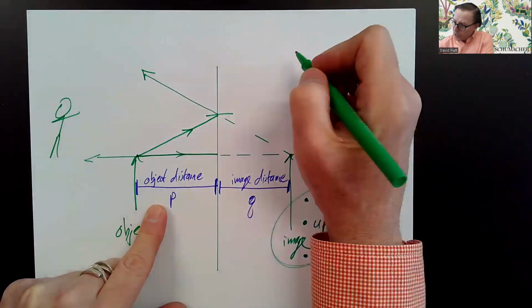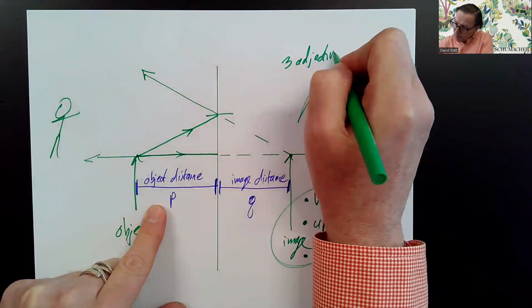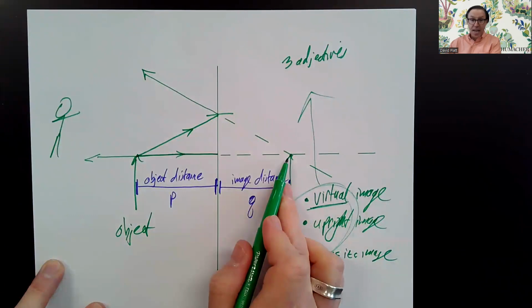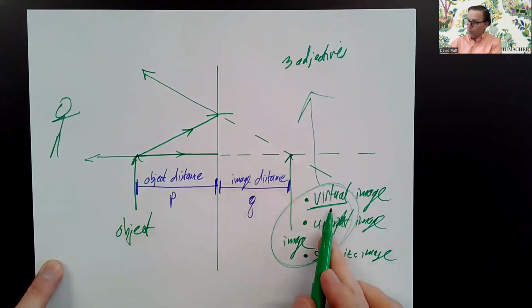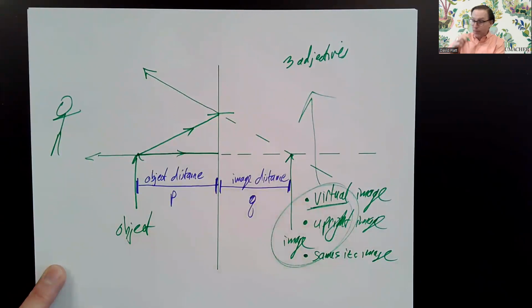So every image is always described with 3 adjectives. One indicating whether or not the light is actually there. Virtual means the light is not there. One indicating whether the thing got flipped upside down. Upright is the adjective for right side up. The adjective for upside down is inverted.